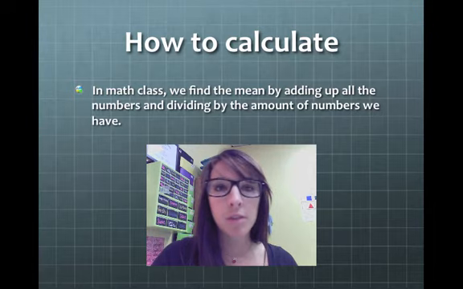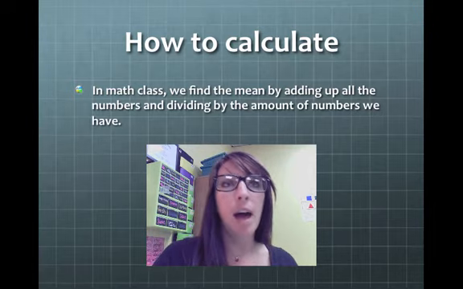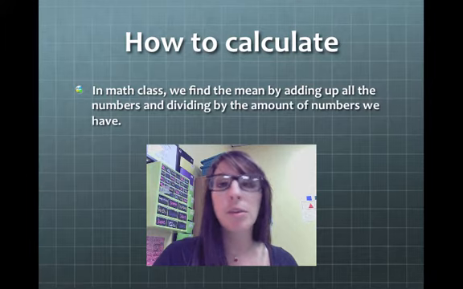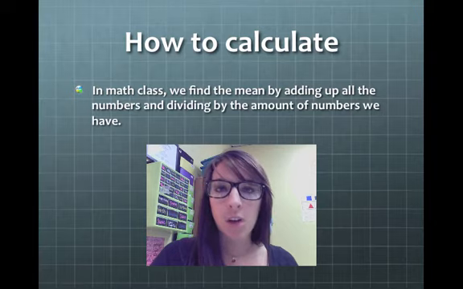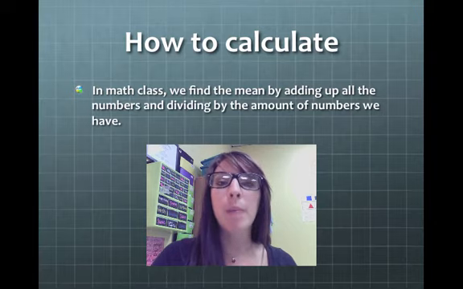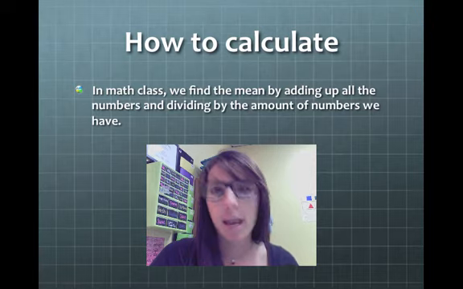So if we're surveying all the people in the class and we ask them what size shoes do you wear, we add up all of those answers, all the numbers for the shoes, and divide by how many people there are in the class that day, how many people we asked.